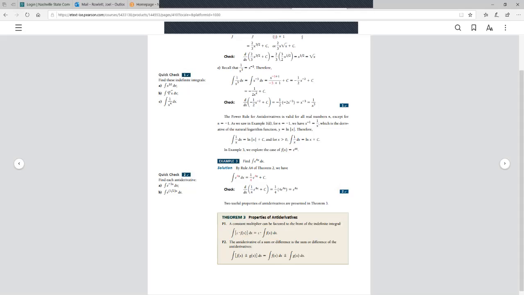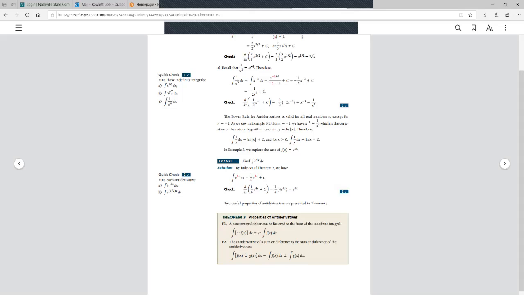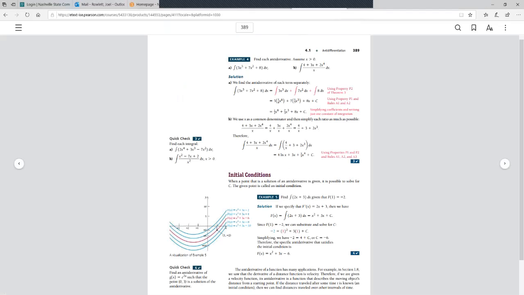This next one is basically taking the integral that's a sum of functions or a difference of functions. All this means is that you can break these up into two different parts and just evaluate the integral of each function. In other words, you can take the integral of the first function, and if you're adding, you'll just add the integral of the second function, and if you're subtracting, then you'll just subtract. So let's look at a couple of examples here.